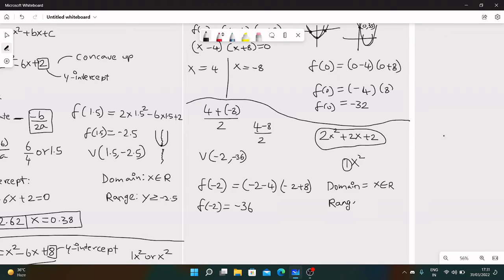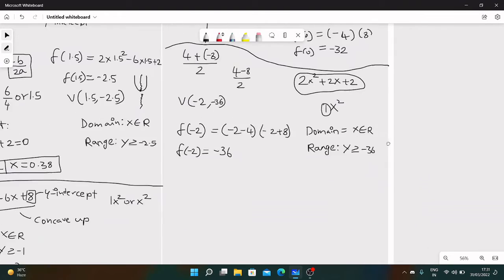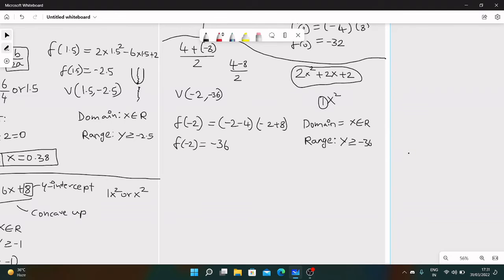When we get to the range, the y coordinate of the vertex is minus 36. A concave up parabola, self-explanatory, minus 36. This is the minimum point, so y is equal to or greater than this since we have a concave up parabola. We found out all the 4 pieces of information, so let's get to solving another question in the factored form.